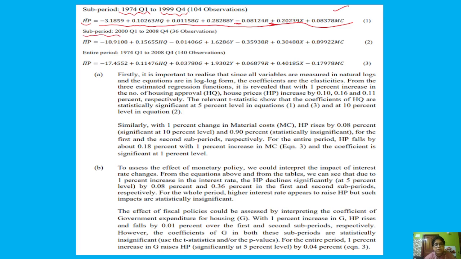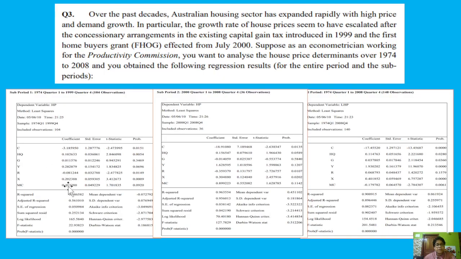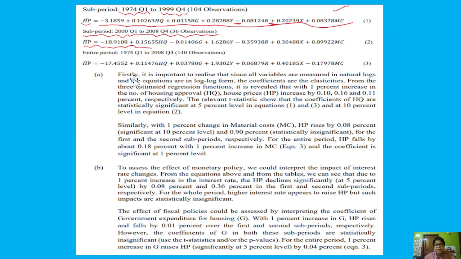Then the next sub period, 2000 quarter 1 to 2008 quarter 4, that is 36 observations, and you put those values. Remember, these values are actually coming from these results; we're just putting them in equation format. Then for the entire period, 1974 quarter 1 to 2008 quarter 4, this is equation 3. We have used all the regression results, the coefficient values. Now we have got these three equations, and we have to answer the question.